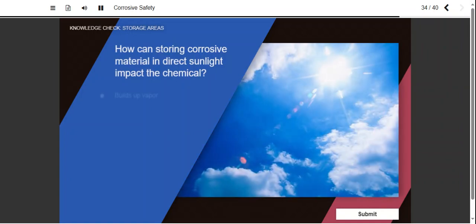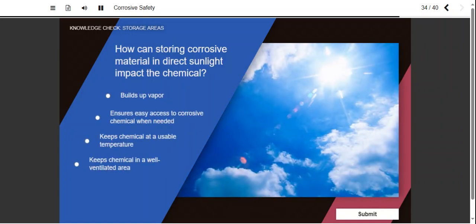How can storing corrosive material in direct sunlight impact the chemical?